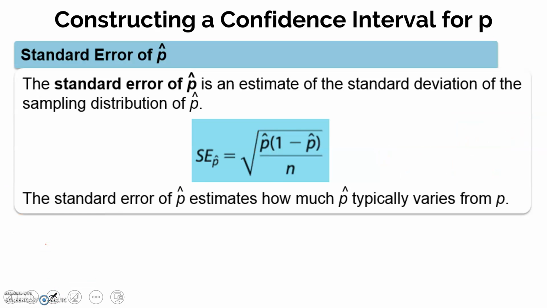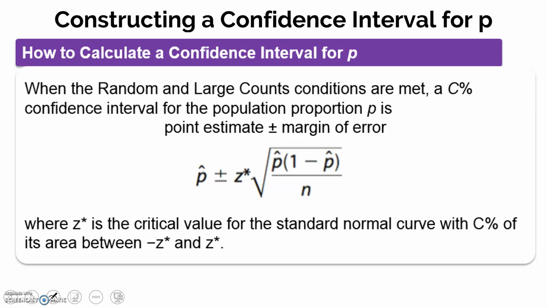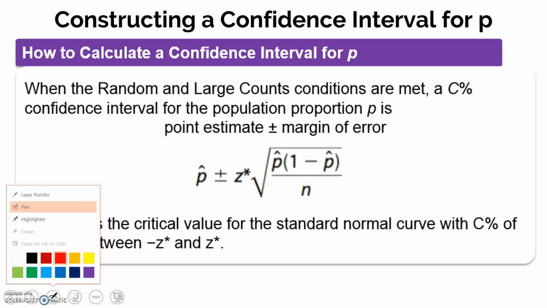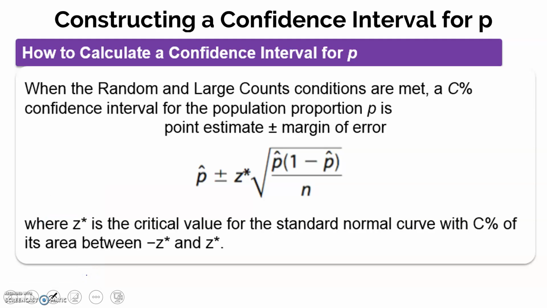Alright, so now that you know what the standard error of p hat is, this is the way to calculate the full confidence interval for p. So, when the random and large counts conditions are met, a C% confidence interval for the population proportion p is, so again remember, every confidence interval follows this format.